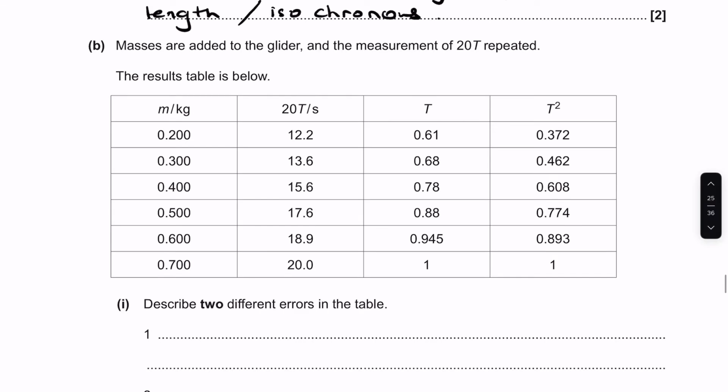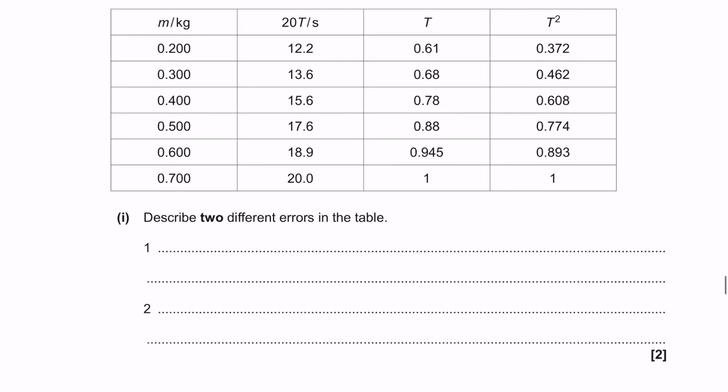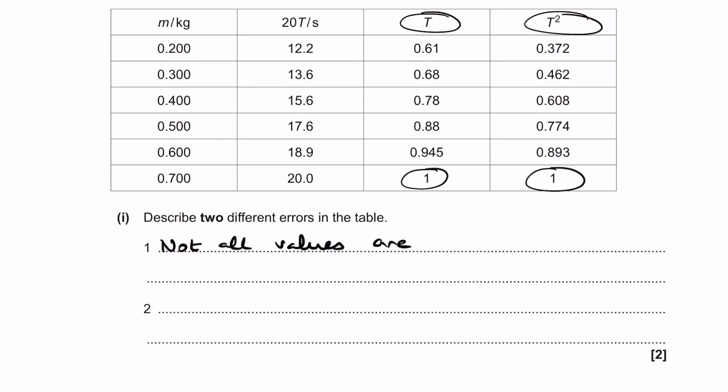Part B. We've been given masses which are added to the glider and the measurement of 20t repeated. We have been given the results, and then we have to describe two different errors in the table. So if you observe, one thing that instantly stands out is these two values. Okay, so we can see, in fact, not all the values are rounded to the correct significant figure.